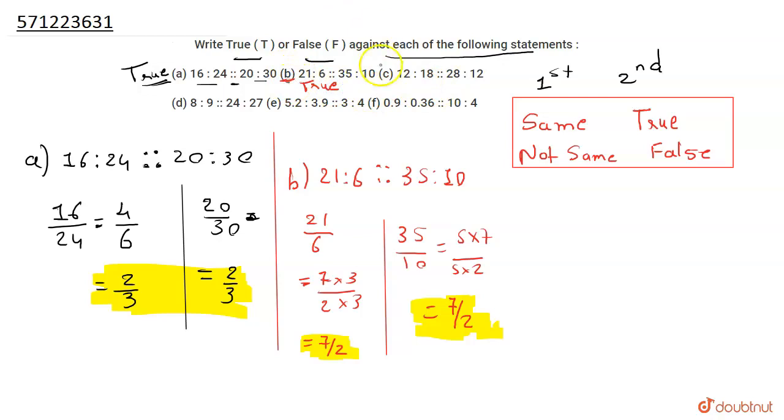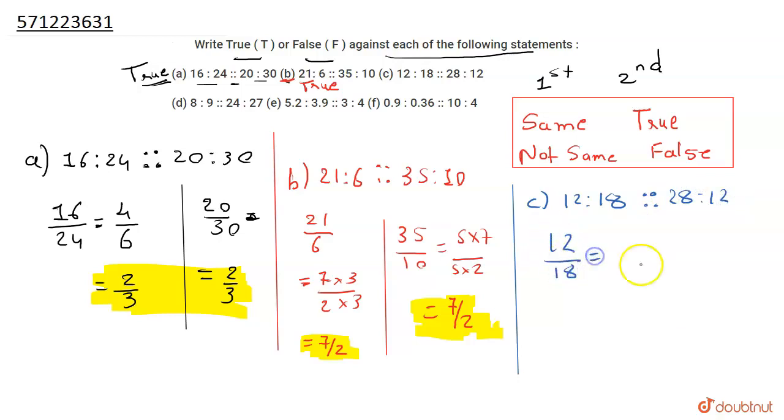Okay, now option C. What is the question for option C? Option C is talking about 12 ratio 18 in proportion with 28 ratio 12. So 12 by 18: 6 into 2, 6 into 3, the 6 will cut, so the remaining is 2 by 3.